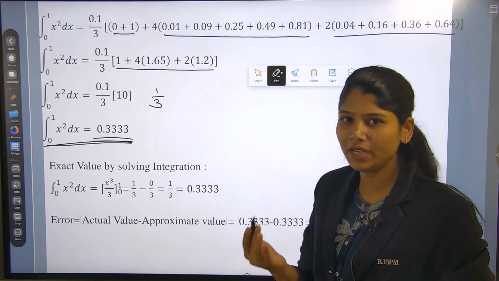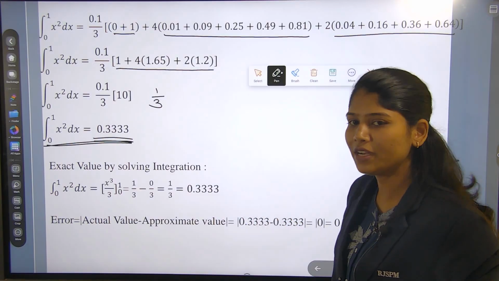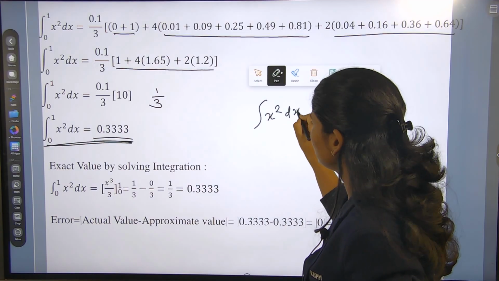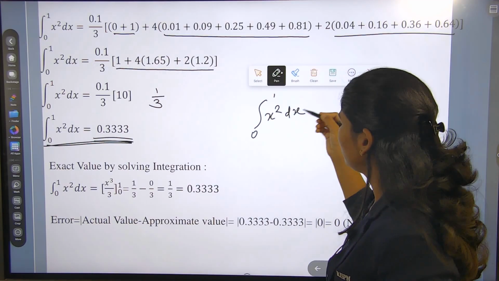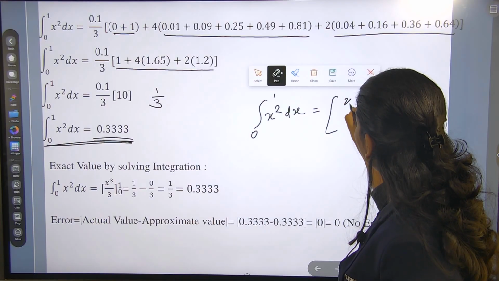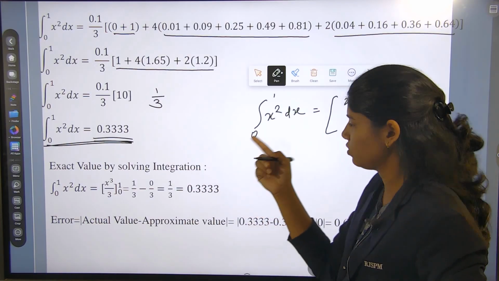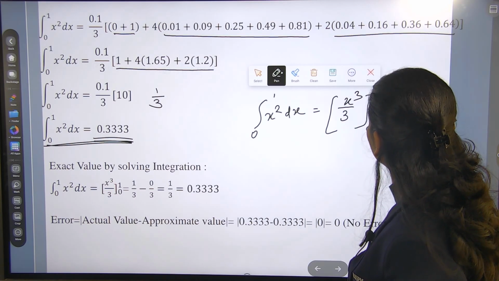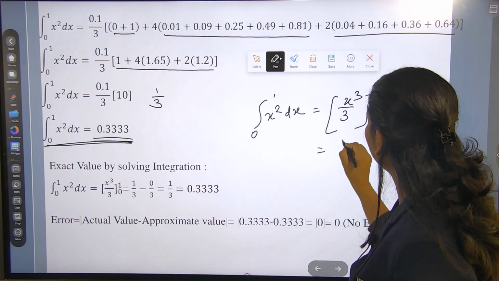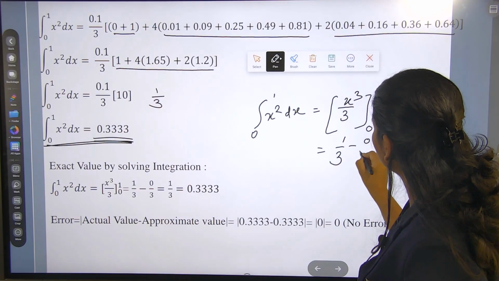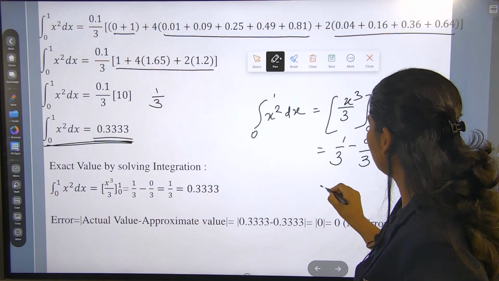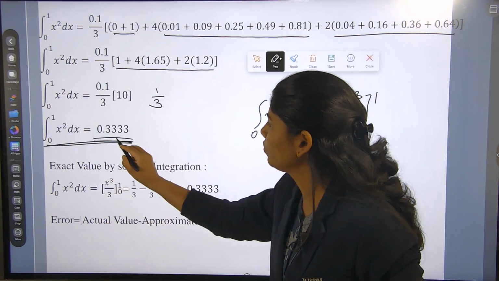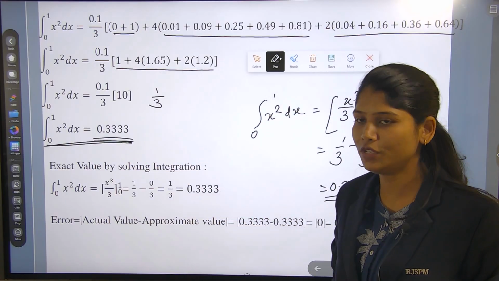Okay, for finding error we need the exact value. For the exact value we need to solve the integration. So we know the formula for x square dx from 0 to 1. For x square, the integral is x cube upon 3, integration from 0 to 1. Put here values: 1 upon 3 minus 0 upon 3. So the answer is 0.3333. Both are the same, therefore the error is 0.